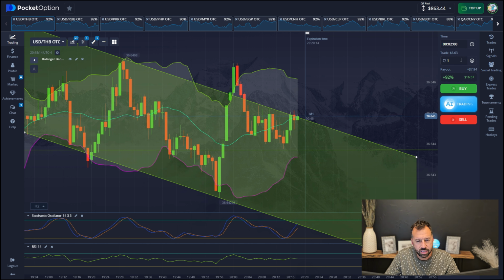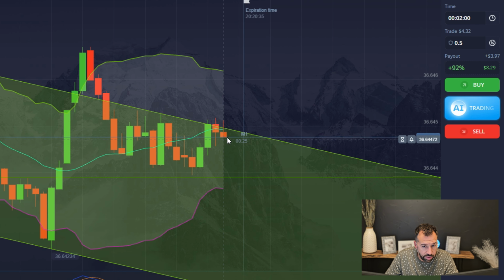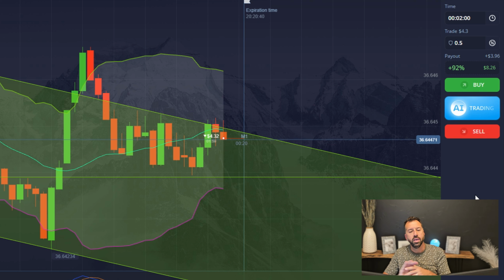If we can get this to turn around and head down, then we are going to jump in for a 2-minute buy. All right. And I'm going to change this to 0.5%. Look at that, we got this turnaround. We are going to sell. We're going to wait for this to pop up a little bit. We're going to sell this one down. This will be our first trade, live trade.